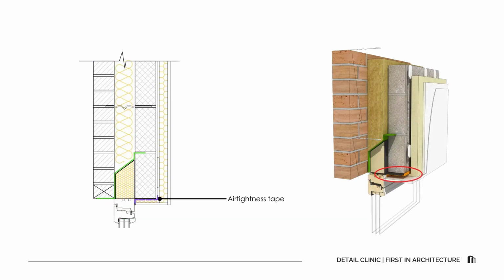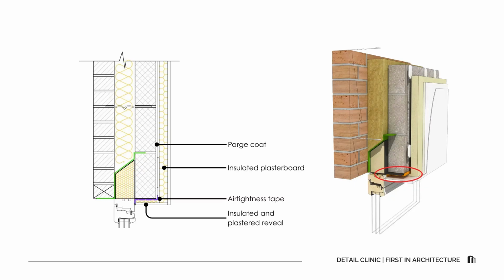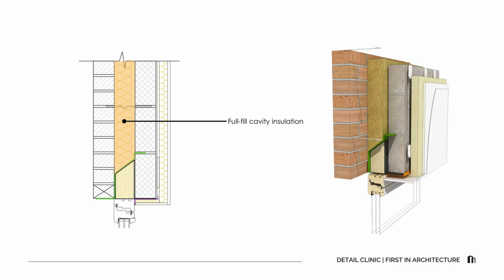On the inside face, airtightness tape seals the junction between the window frame and the plaster reveal. The tape sticks to a clean, dry surface, usually onto the parge coat or the blockwork. It's then covered by insulated plasterboard, completing the airtight and thermal line around the opening. The full fill cavity insulation continues up past the lintel, ensuring thermal continuity around the head. Internally, a 6mm parge coat and a 52.5mm insulated plasterboard finish the wall.